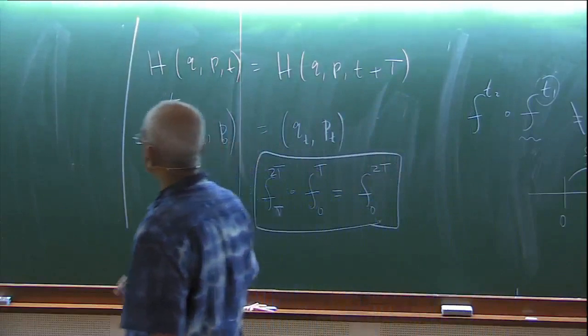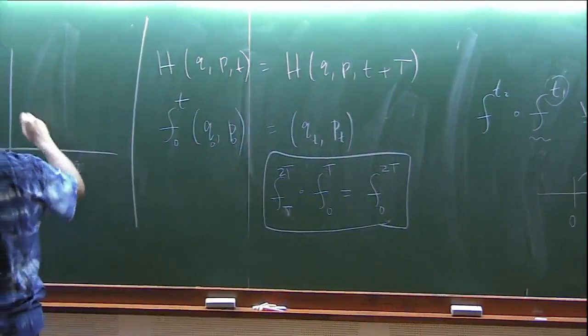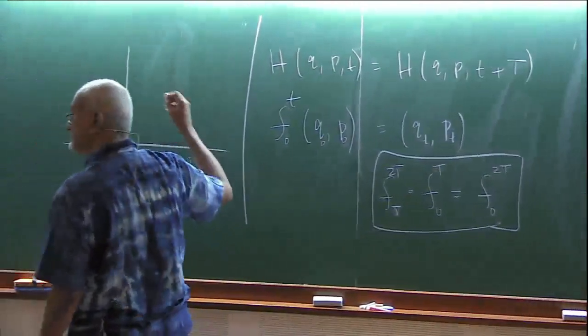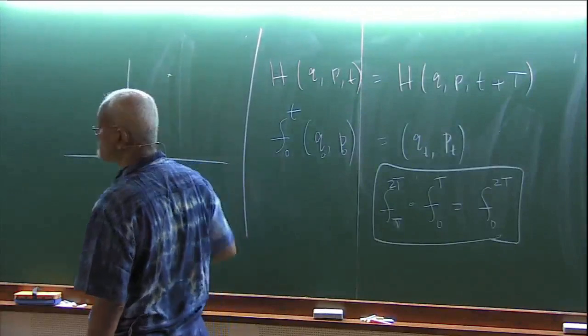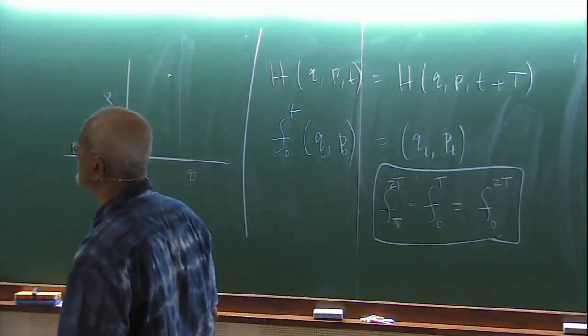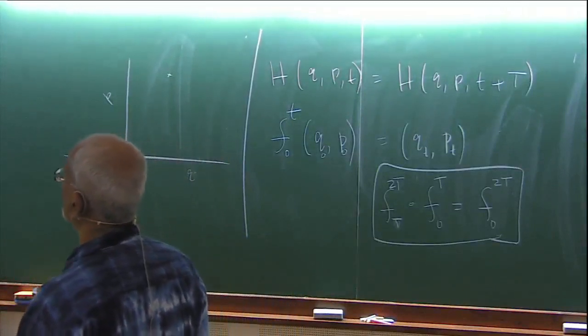So it means that we don't monitor this Q and P at all times, but only monitor it at times which are multiples of the period of the forcing. That is capital T.